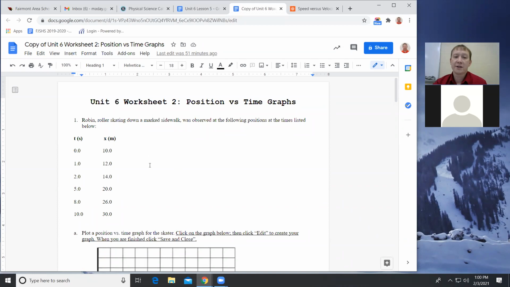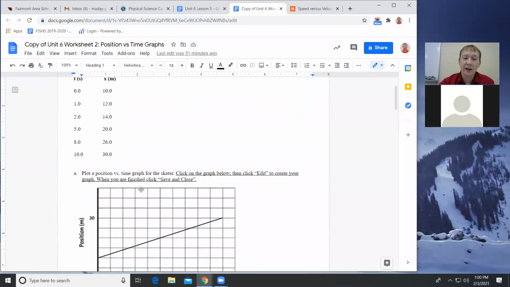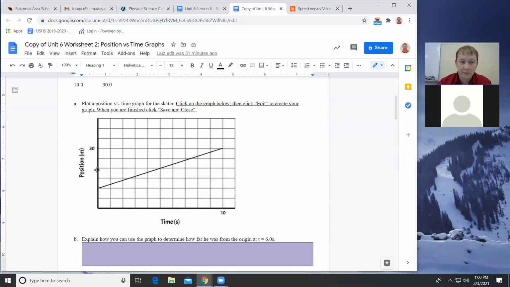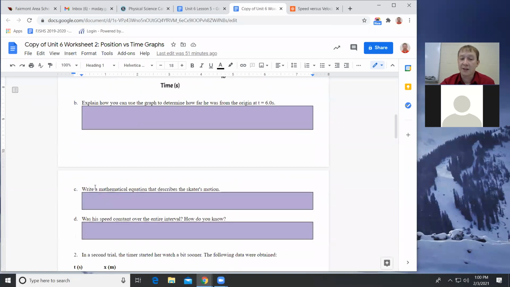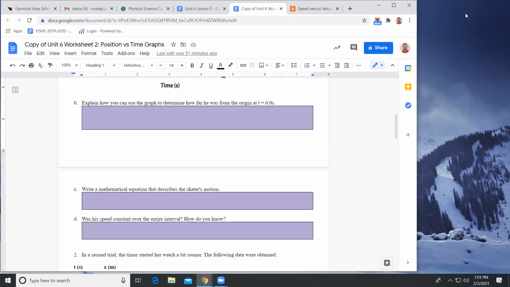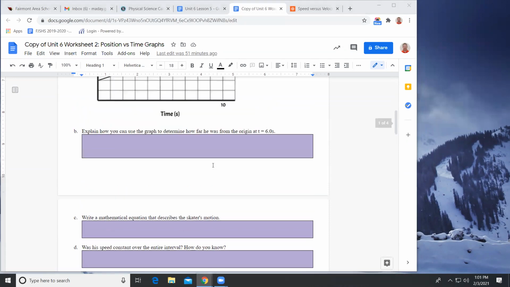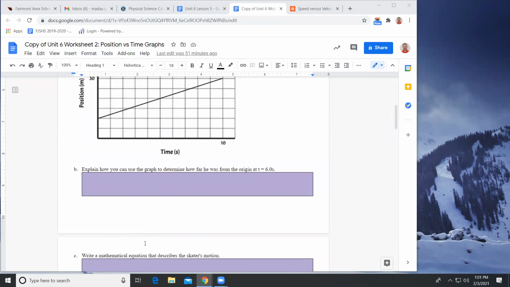Okay, so looking at the equational line, this relates to graph 1 and looking at letter C. Here it says, write a mathematical equation that describes the skater's motion. Let me pull this up so I can make sure to. Okay, and so we're looking at the mathematical equation.